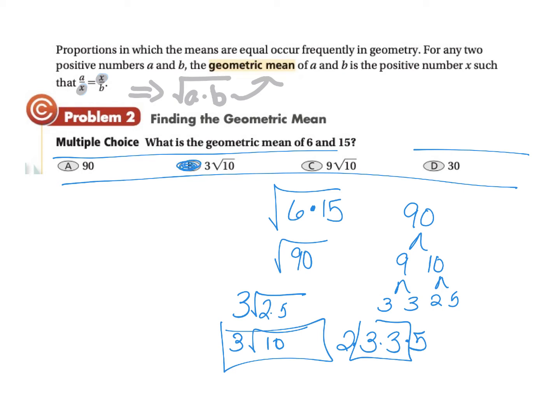Another thing you can do is take the square root of 90 and get a decimal. The square root of 90 is 9.48. Obviously 90 is not going to be the answer, but if you do 3 times the square root of 10, the square root of 10 is 3.16, and if I multiply that by 3, I get 9.48. That lets you know it's the middle answer there.